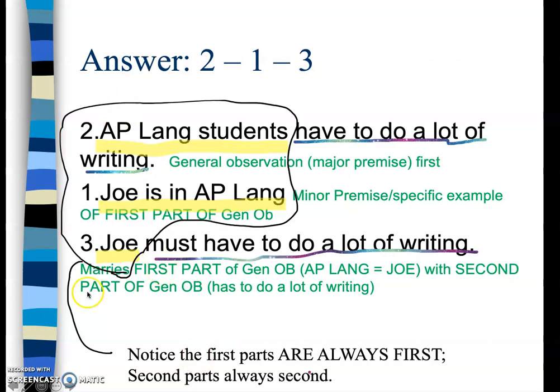So notice that the first parts are always first. AP Lang, specific example, Joe is in AP Lang, and then we have Joe. If you wanted to add in your conclusion, Joe, who is in AP Lang, must have a lot of writing to do, that would be perfectly fine. And then you keep your second parts. It kind of skips the minor premise, but it goes right back to the second spot in your conclusion. So second parts are always second, and first parts are always first. You have to follow the order that's in your general observation.